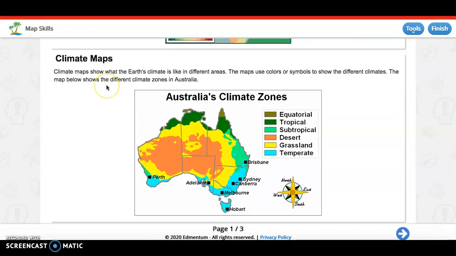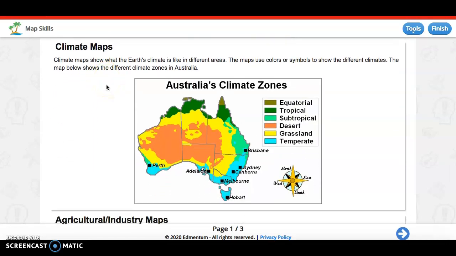Climate maps. Climate maps show what the Earth's climate is like in different areas. The maps use colors or symbols to show the different climates. The map below shows the different climate zones in Australia. So maybe I wanted to look at the map of Australia and see where the deserts were, meaning where it was really hot and dry.